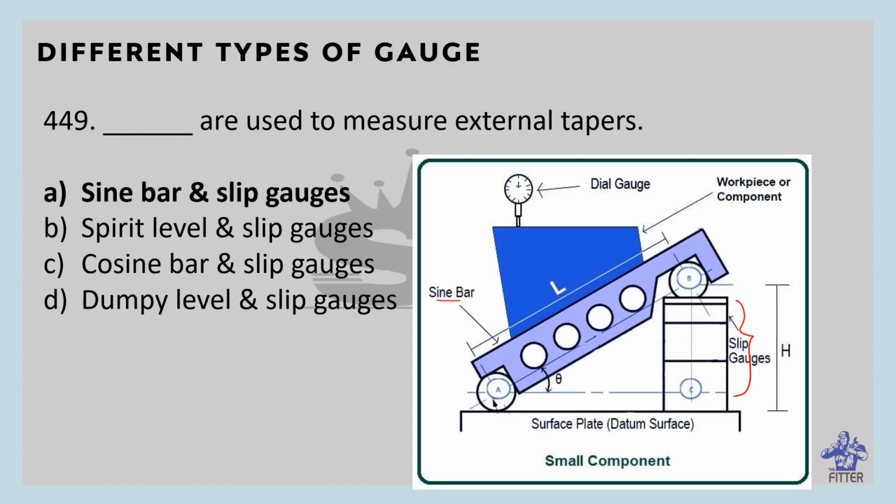So the principle of the sine bar is based on trigonometric functions. The size of a sine bar is specified by its length. You can see here in the image, that is the length. The length of a sine bar is the distance between the centers of the two rollers. You can see here in the image, the length is measured from the center of the two rollers, right?